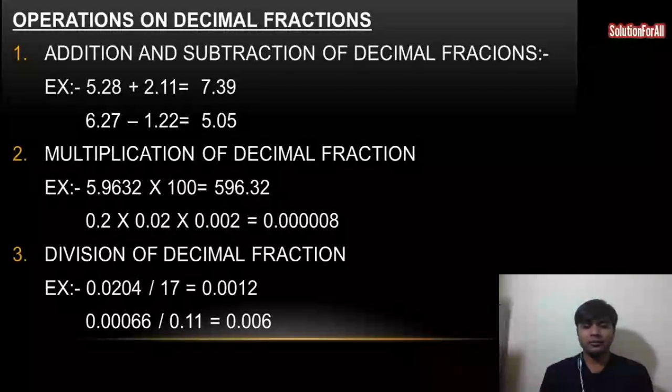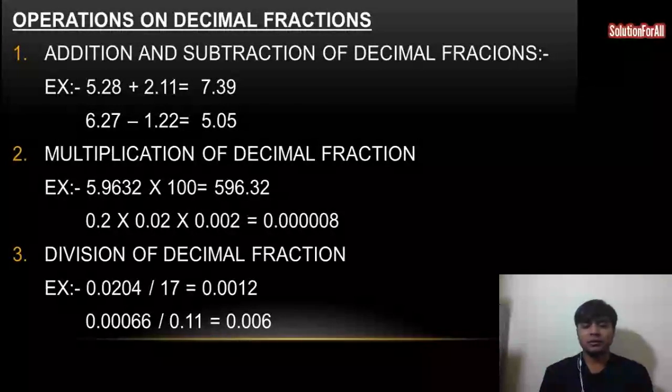Now the division of decimal fractions. So this is very simple. It is as usual only. First what we have to do, I'll take an example to explain. 0.0204 divided by 17. We will simply divide 204 by 17 first.